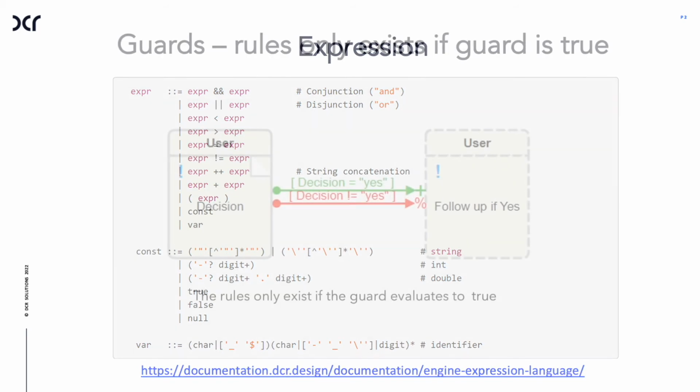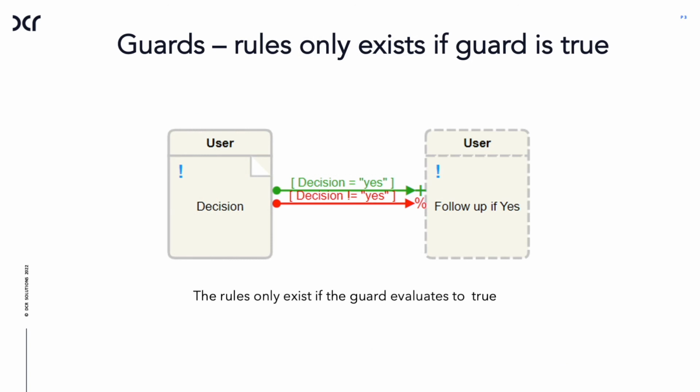Let's look at the guards again. As we saw before, if the decision was 1, we include the follow-up if yes, as this guard evaluates to true. So the point is that a relation only exists if the guard evaluates to true.